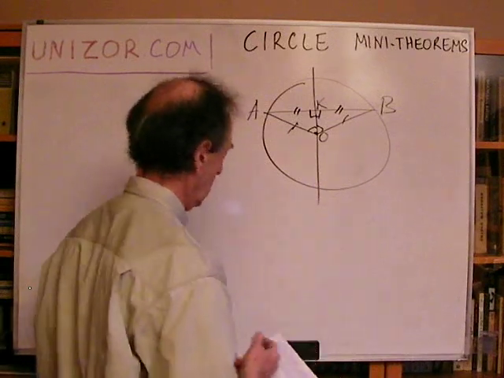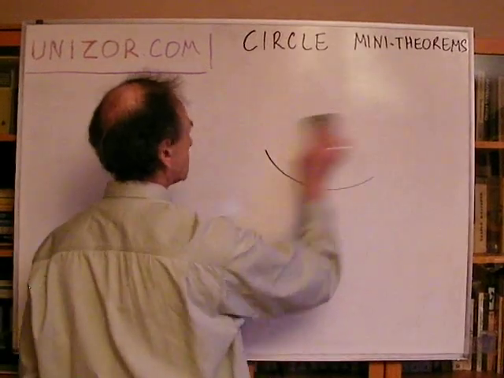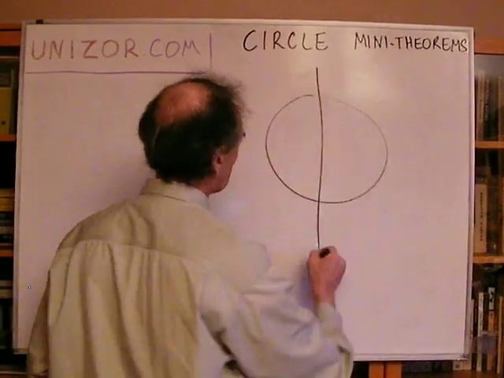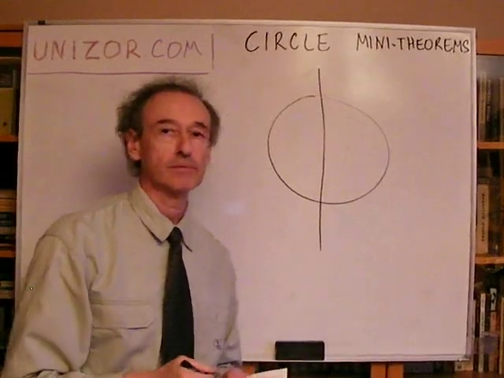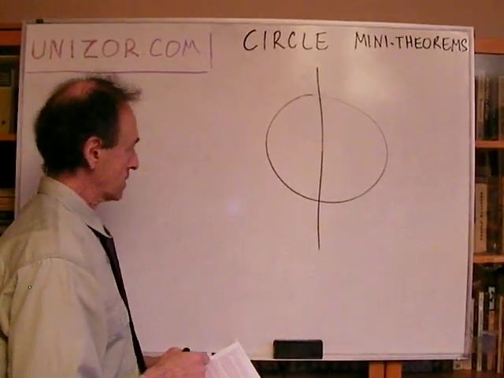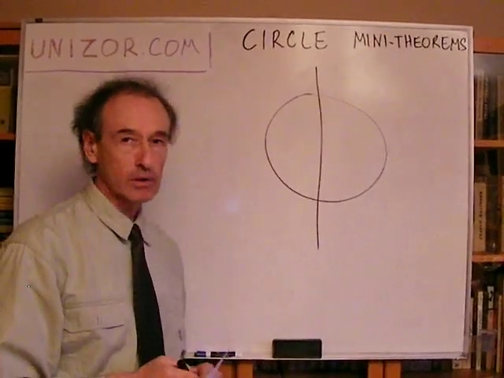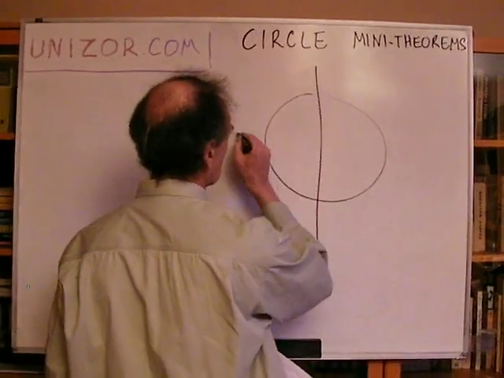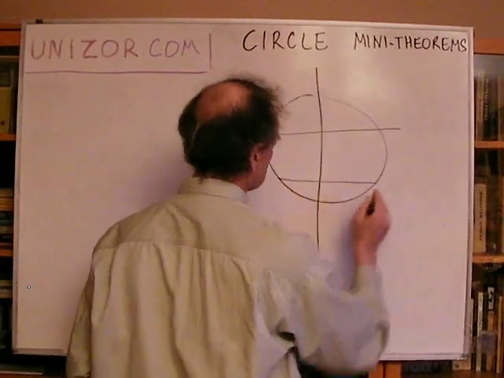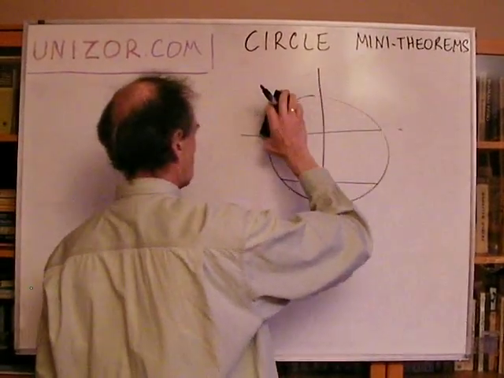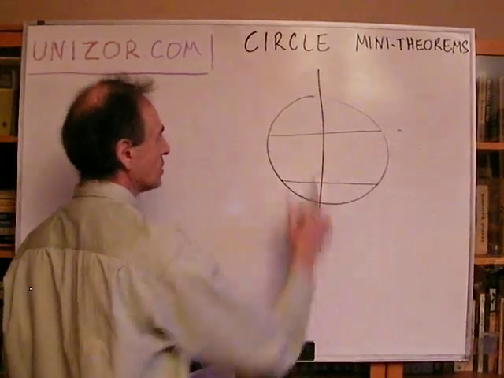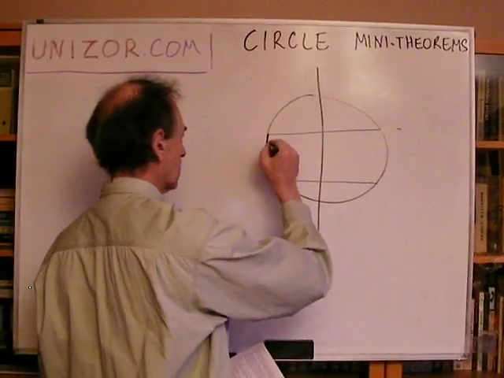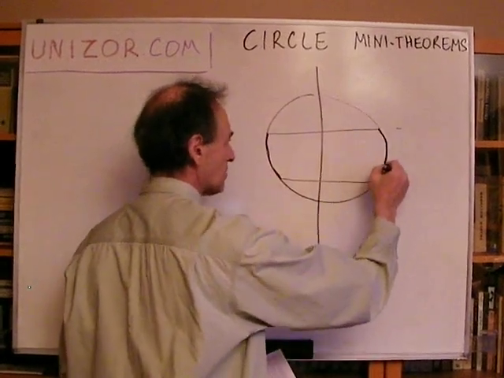Next is symmetry. Well, you feel that a diameter is kind of an axis of symmetry, right? For a circle. Let's prove an even stronger theorem. Let's draw two parallel chords, and a diameter perpendicular to these two chords. Then the statement of this theorem is that these arcs are symmetrical to each other.